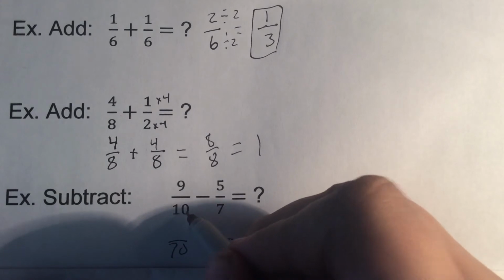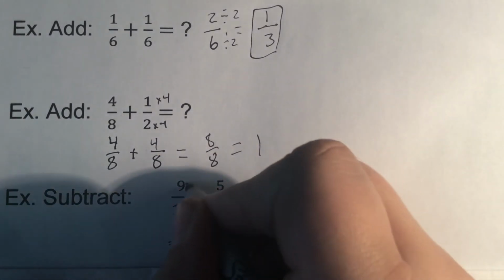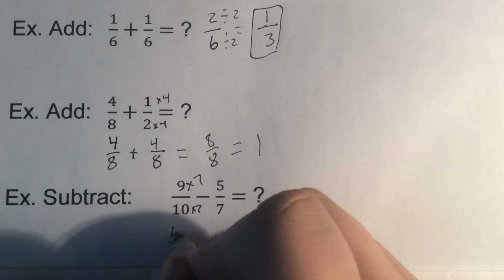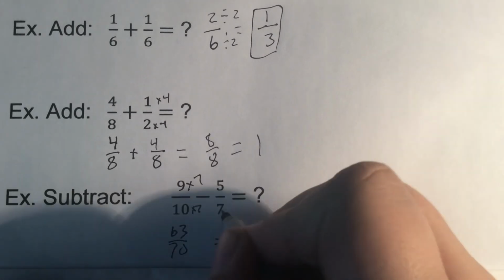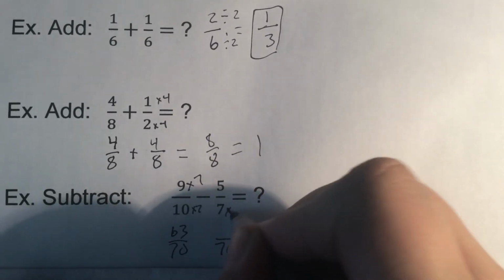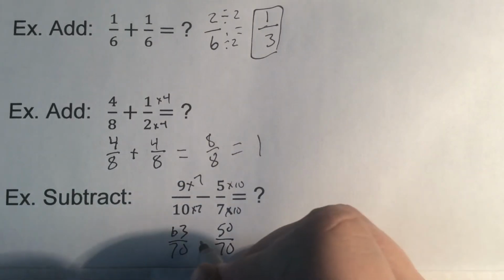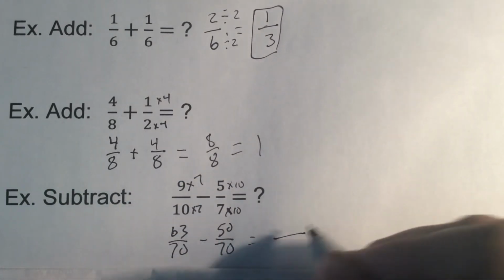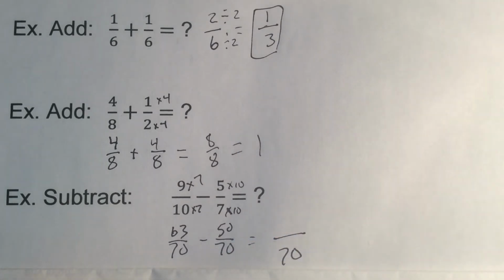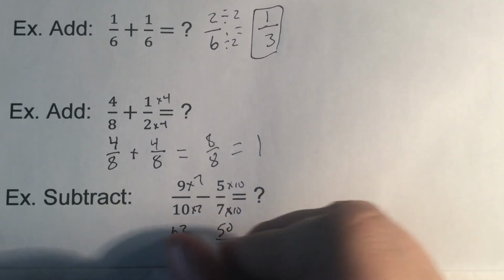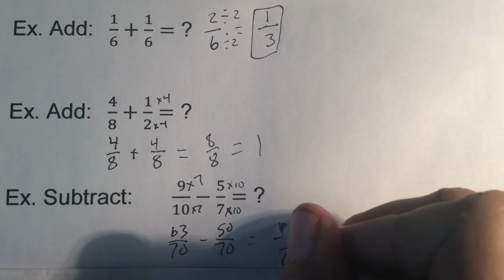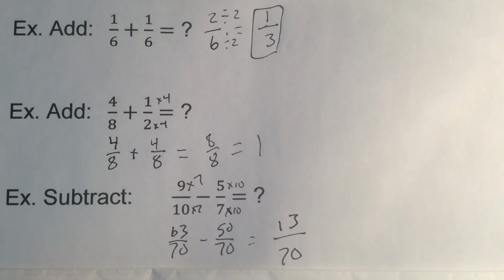So I would take 10 times 7. So I'm going to take 9 times 7, which is 63. Here I'd be multiplying by 10, so the top would be multiplied by 10 and get 50. And we're subtracting. So, common denominator 70: 63 minus 50 leaves us with 13. And you can't simplify this one.